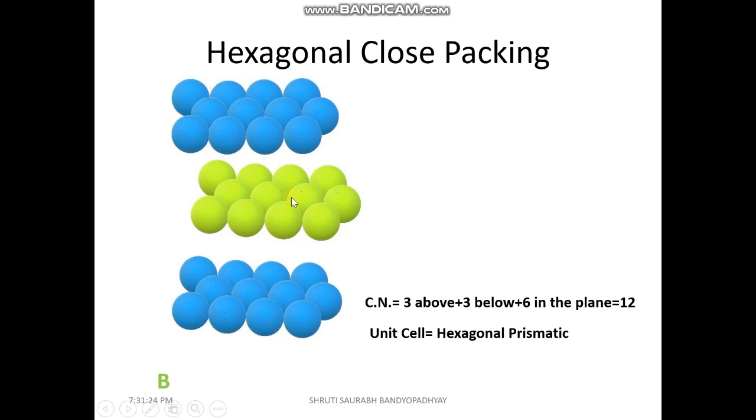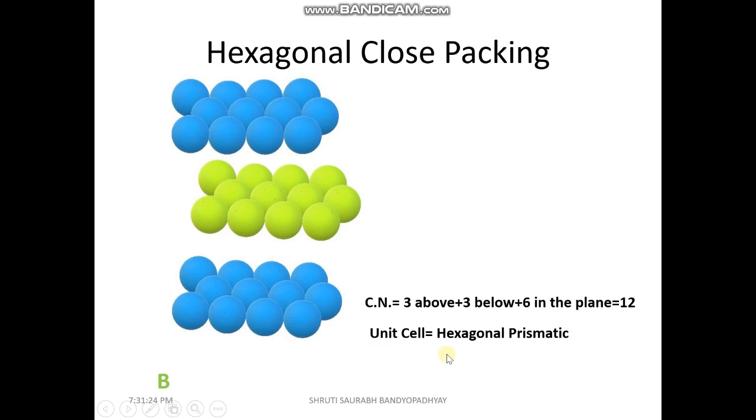Now, what will be the coordination number of a particular sphere? Say this sphere. The coordination number of this sphere will be 6 in the plane. You see, 1, 2, 3, 4, 5, 6. So 6 immediate neighbors surround this yellow sphere, and above the yellow sphere, in this blue layer, there are 3, 1, 2, 3 immediate neighbors, and below we also see 3 immediate neighbors. So 3 above, 3 below, and 6 in the plane. And now we get the coordination number of hexagonal close packing. Hexagonal because the unit cell will look like a hexagon here. So the coordination number is 3 above, 3 below, and 6 in the plane, total 12.